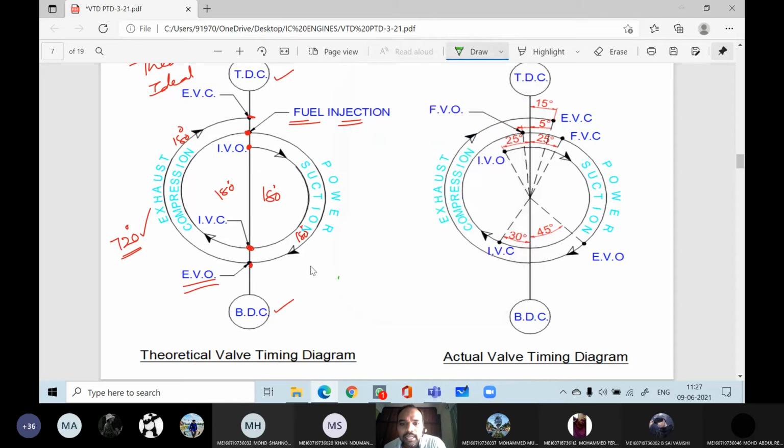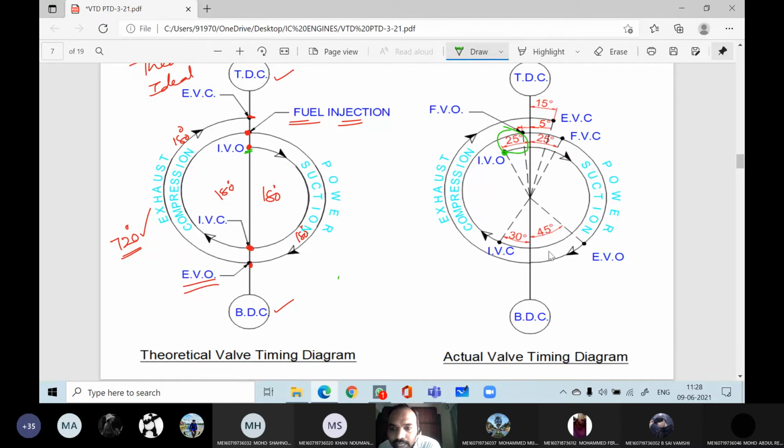Earlier the inlet valve opened at top dead center, but now the inlet valve is opened before top dead center, around 25 degrees. I'll tell you the reason why. The inlet valve opens 25 degrees before TDC, and this is the position of the opening.